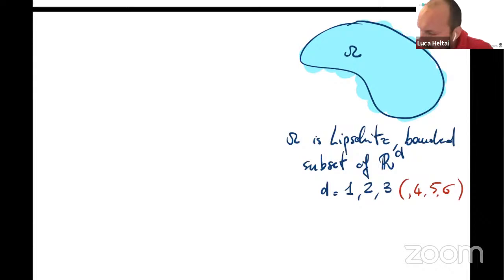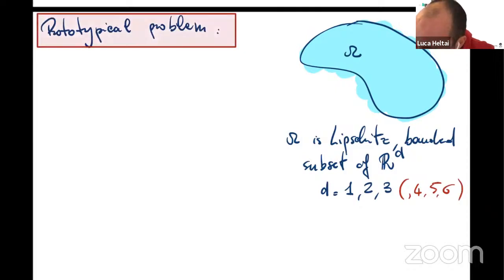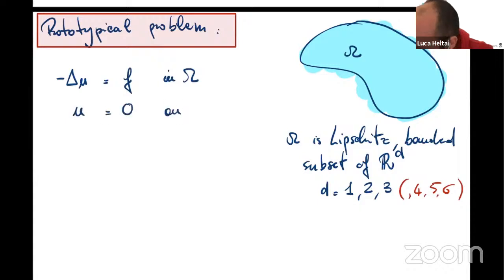And the prototypical problem that we're going to solve is an elliptic problem. And we write the elliptic problem in the following way. The idea here is that we want to solve a partial differential equation of the type minus Laplacian of u equals f in the domain omega, and u equals 0 on the boundary of omega.